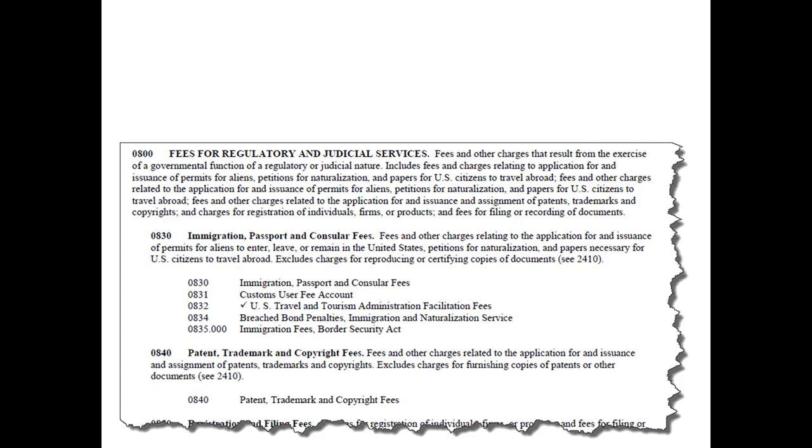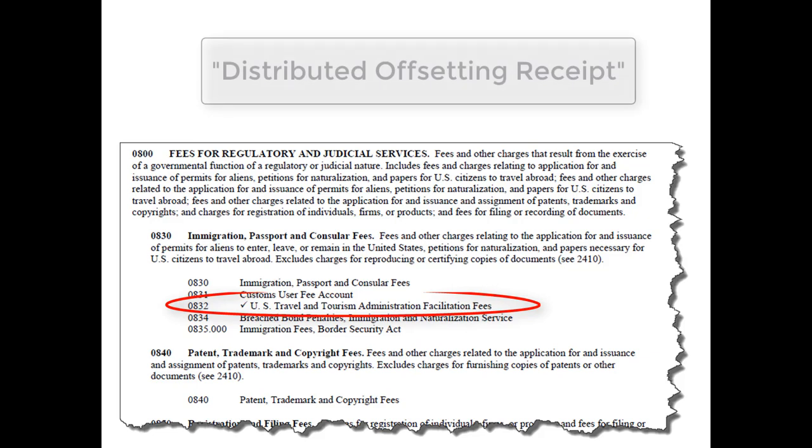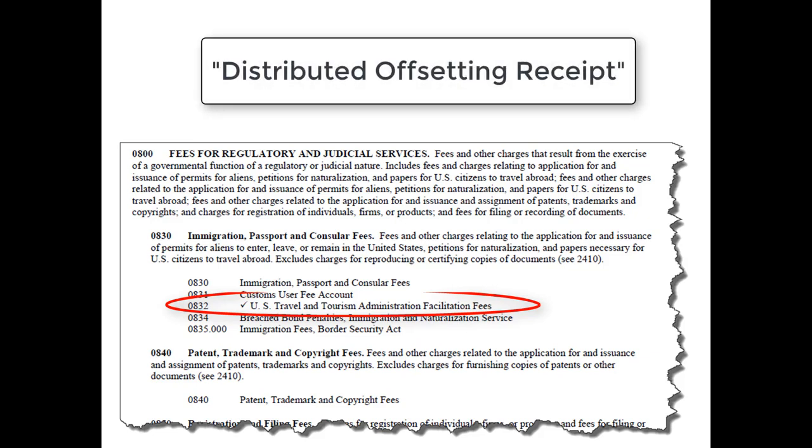One other distinction I would like to point out: if a receipt account listed in the FAST book has a check beside it, like the U.S. Travel and Tourism Administration facilitation fees, it means the collection of the fee offsets the outlays of that particular federal agency, rather than the federal government as a whole. This is referred to as a distributed offsetting receipt and has to be accounted for in the financial statements of the relevant agency collecting the fee.